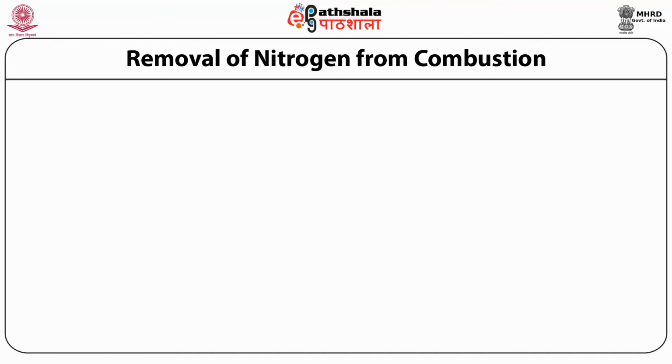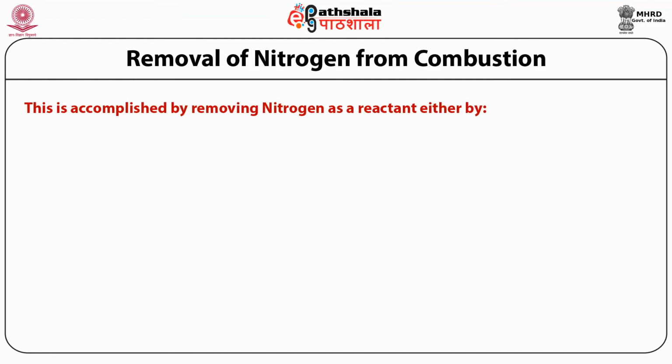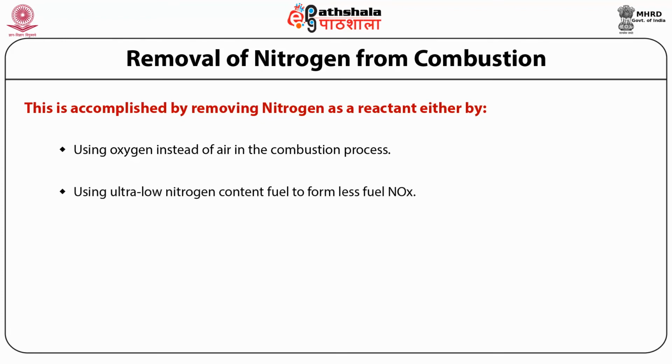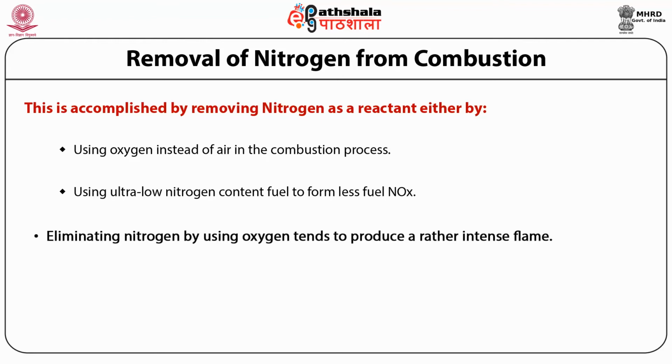The next method used for the removal of oxides of nitrogen is combustion. The removal of nitrogen from the combustion is accomplished by removing nitrogen as a reactant, either by using oxygen instead of air in the combustion process, or by using ultra low nitrogen fuel to form fewer oxides of nitrogen. Eliminating nitrogen by using oxygen tends to produce a rather intense flame.